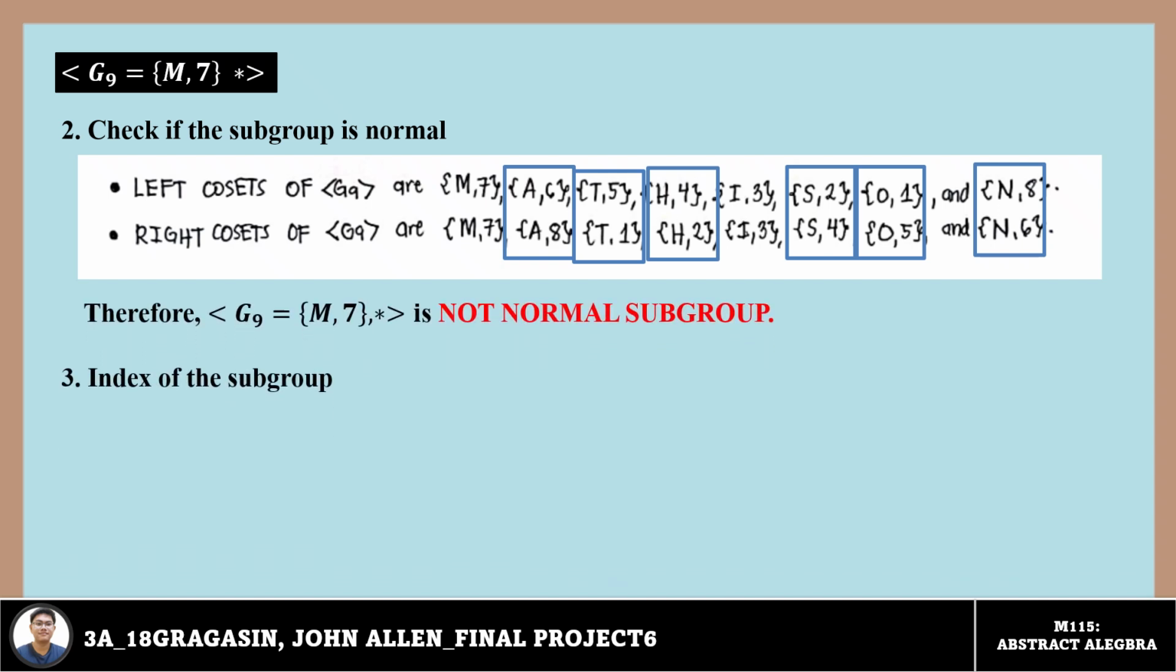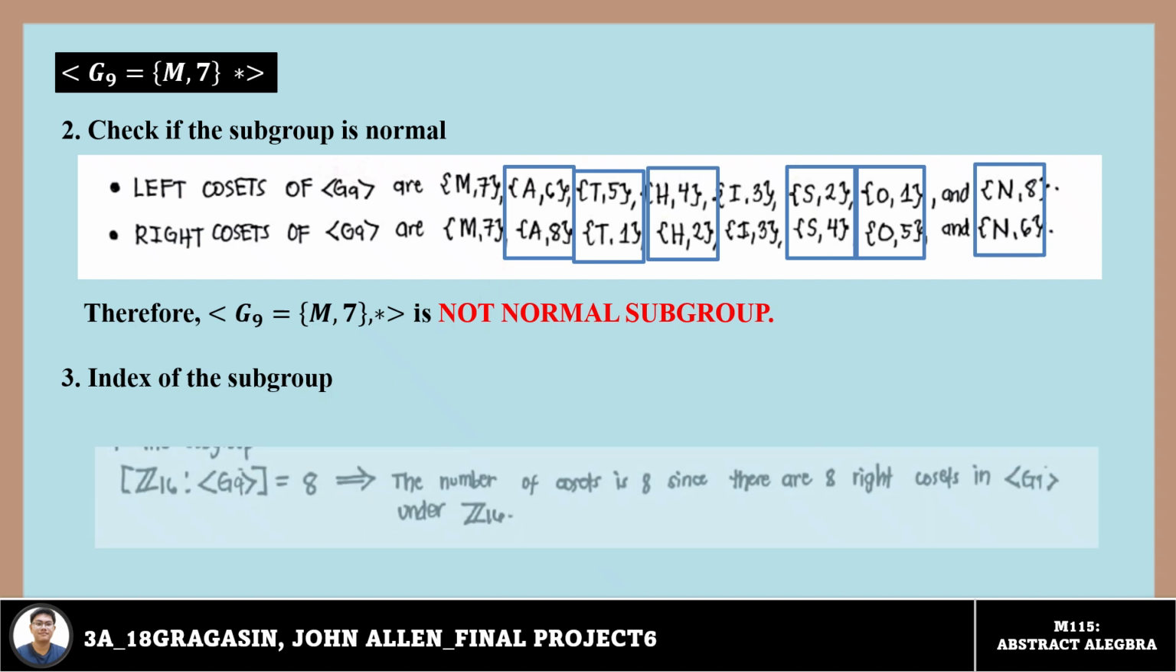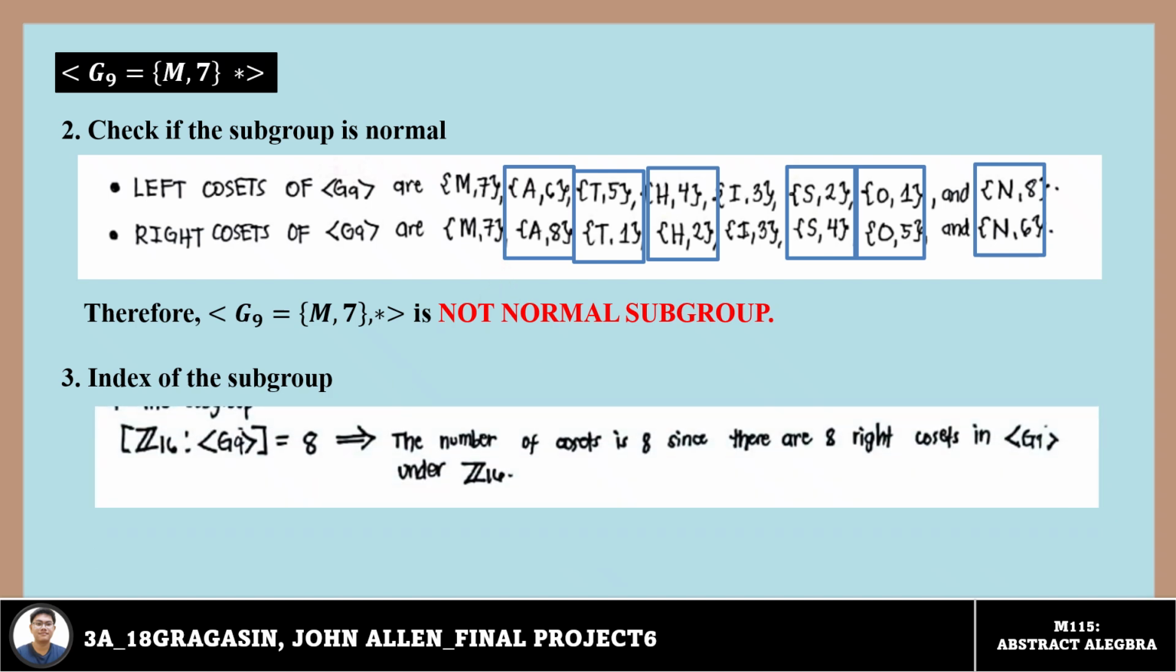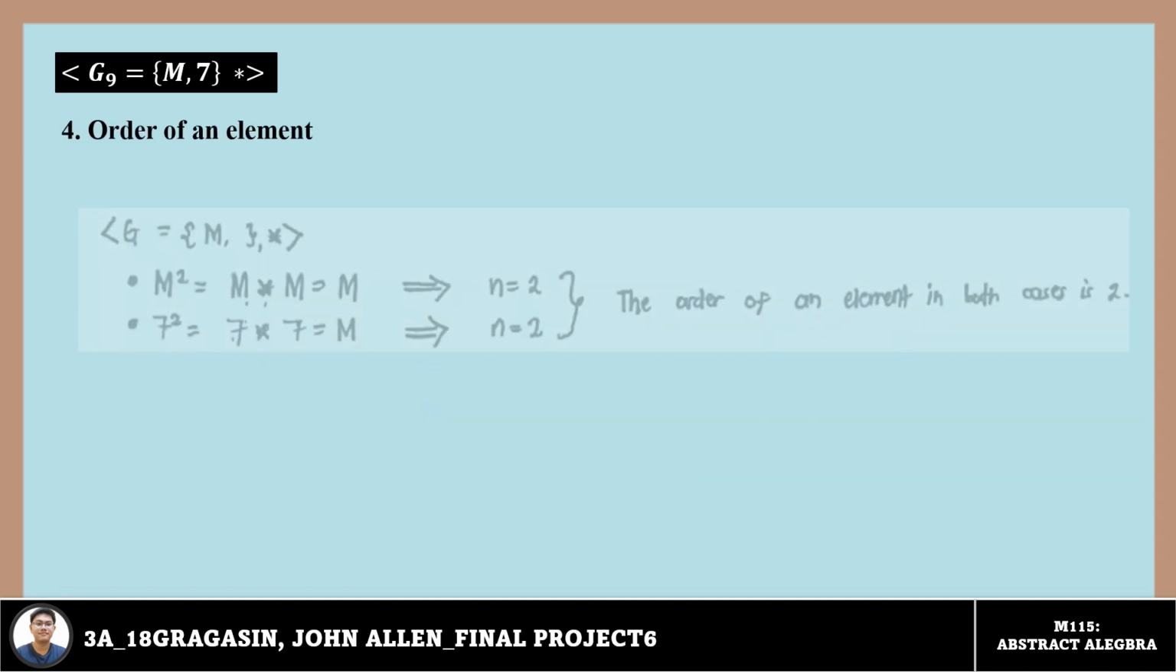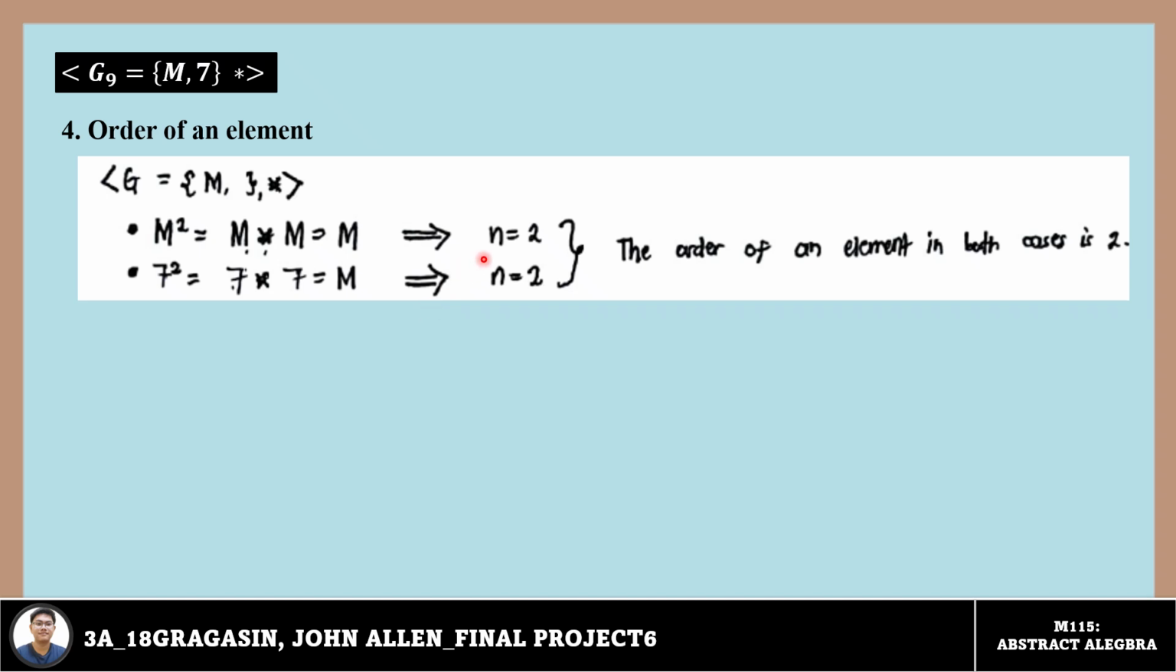And then for our index of the element, as you can see here, when we count the number of the right cosets, we have 8 right cosets. Therefore, the index of the subgroup is 8. And then for our order of an element, for the element M, we have 2, and then for the element 7, we have 2 as well.